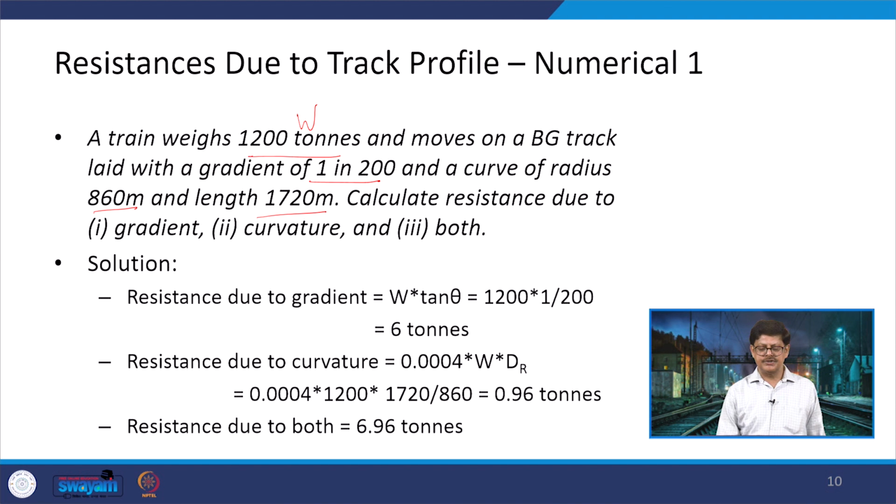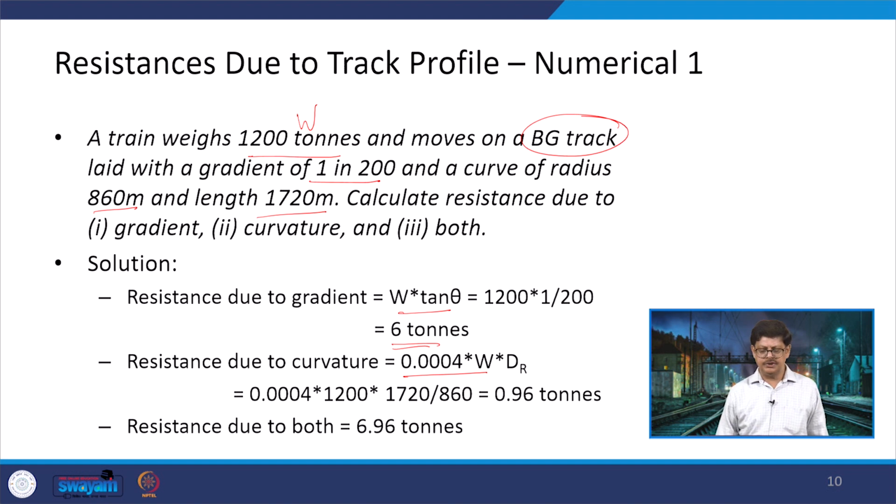When you talk about the resistance due to gradient, we have discussed it was W into sin theta, or W into tan theta, or we talked about it in terms of W into percent slope. Going by W into tan theta, we have W as 1200 tons and the slope is given as 1 in 200. So, the resistance comes out to be 6 tons. In the case of a broad gauge track, it is 0.0004 into W into Dr, which is the resistance offered.